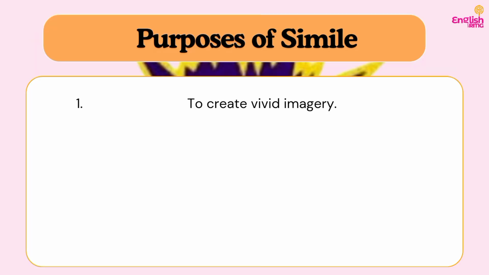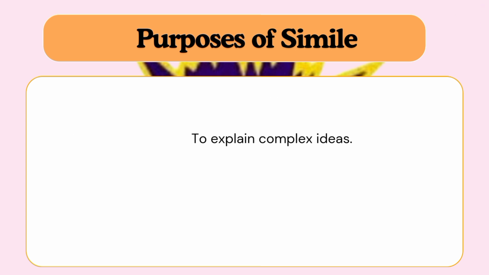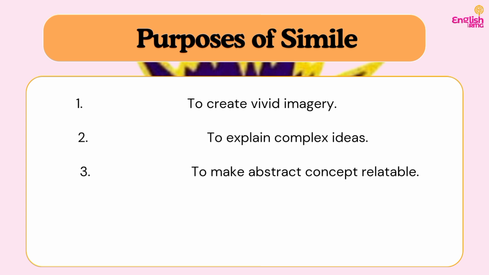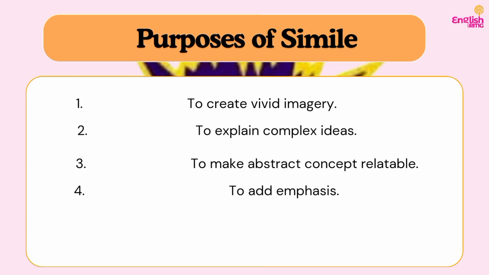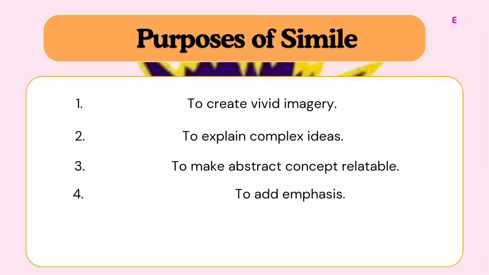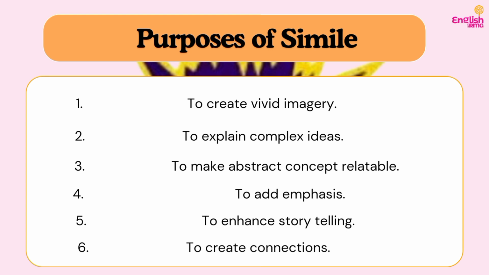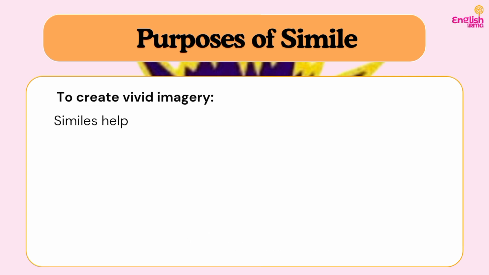Let's list it first. 1. To create vivid imagery. 2. To explain complex ideas. 3. To make abstract concepts relatable. 4. To add emphasis. 5. To enhance storytelling. And 6. To create connections. Again, pay attention to this part because it's really going to assist you in your section A WASSCE question, which is the writing section. Of course, if we are talking about creating vivid imagery, then we are talking about the writing aspect. Do you understand? So let's see how we can do this.